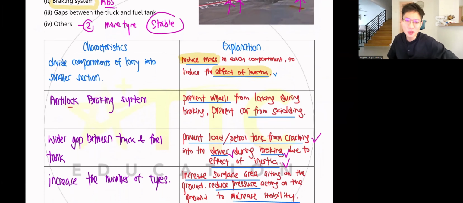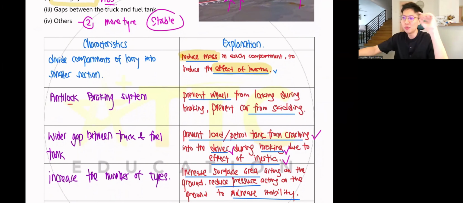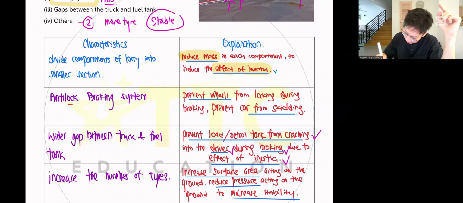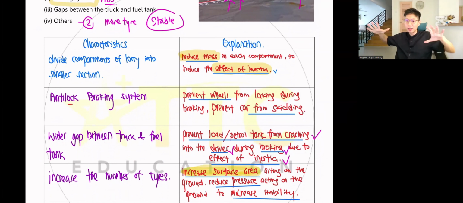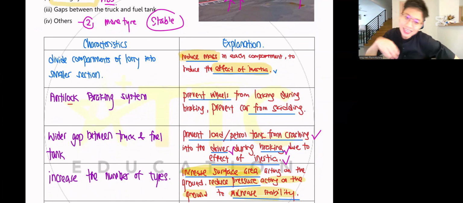The reason we want to increase the number of tires is we want to increase the surface area of contact. Meaning to say that if I have more tires, I will distribute my force. At the same time, I will be able to reduce the pressure acting on the ground to increase stability.